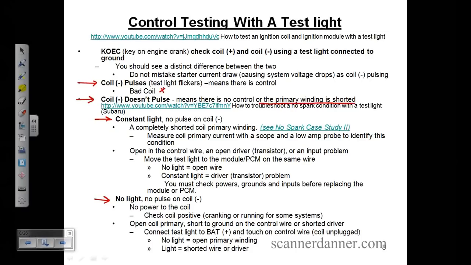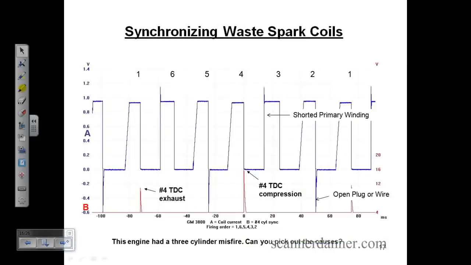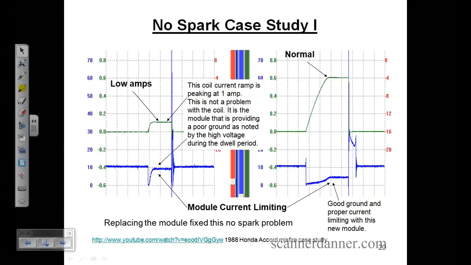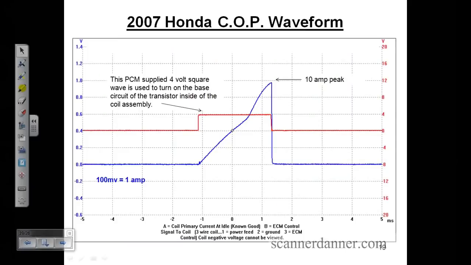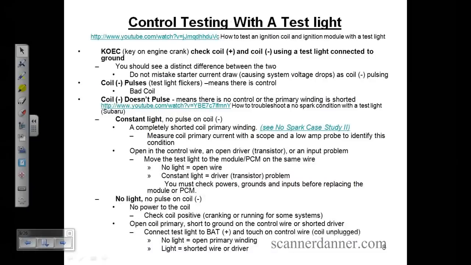And this one here, this bad coil, we need to put an asterisk there and say, see case study on page 20. There's a variable. It's bad coil, but you could still have a bad ignition module, I guess is what I'm telling you.